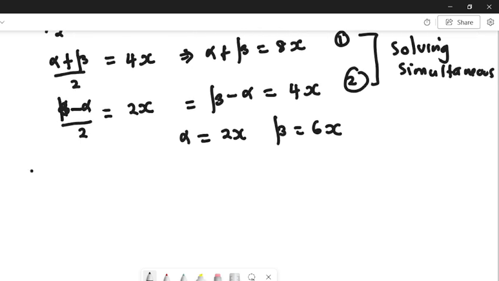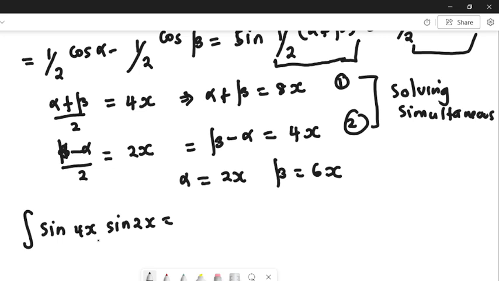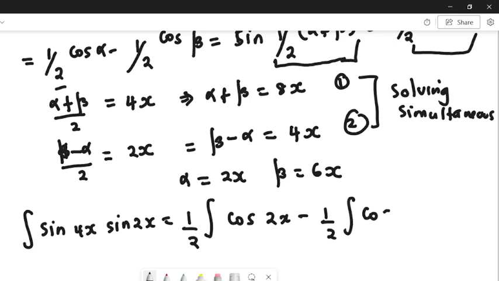So you're getting the integral of sine 4x sine 2x, which can be simplified into, remember we have a half here, a half is common, so you're saying a half into the integral of cos alpha, which is cos 2x, minus a half into the integral of cos beta, but cos beta is 6x. Everything is dx. So here we also have dx.